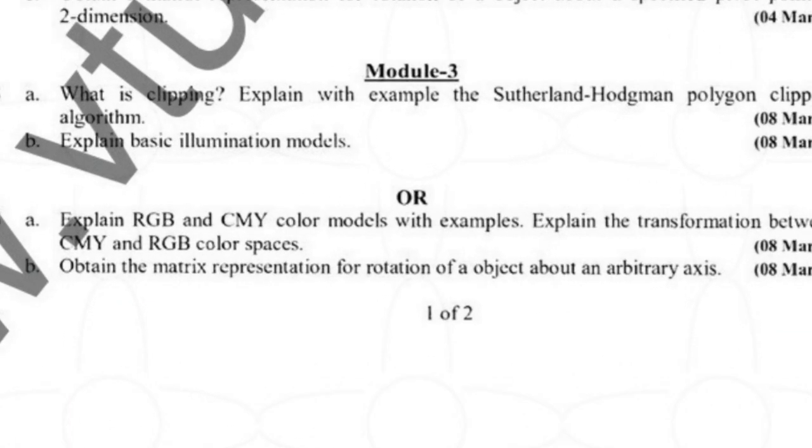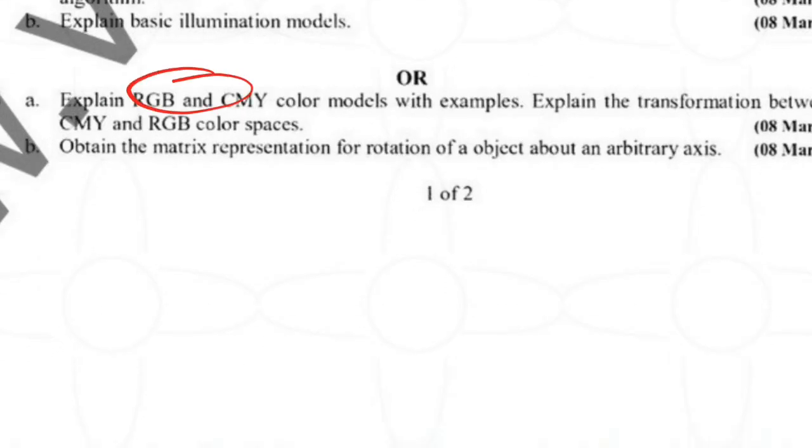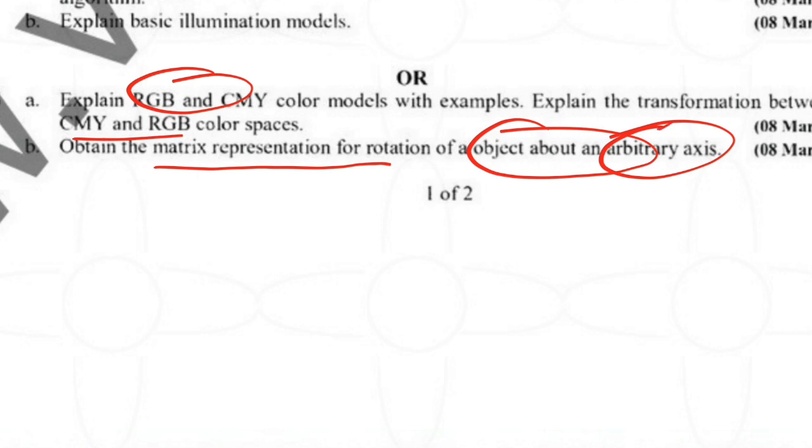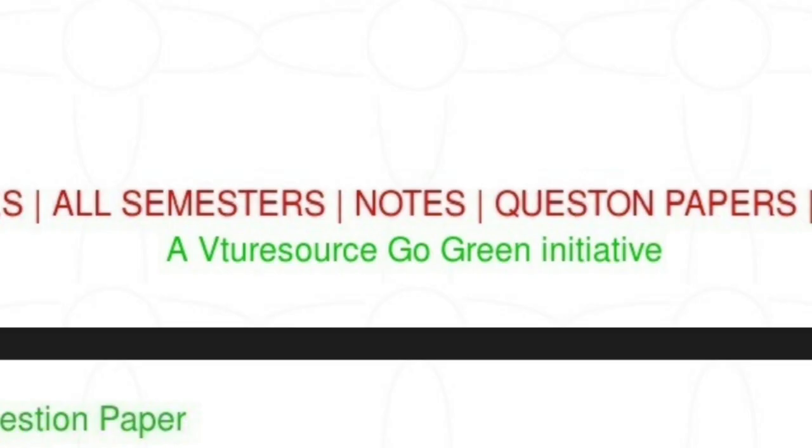What is clipping? Explain the Sutherland-Hodgeman. See, those two are the very important algorithms, Cohen-Sutherland and Sutherland-Hodgeman. Okay, these are the two important algorithms in chapter 1. Explain basic illumination models, the last question. Differentiate between RGB and CMY and transformation between them. Explain the matrix representation for rotation of an object about arbitrary axis. This is another type of rotation that also we'll discuss.